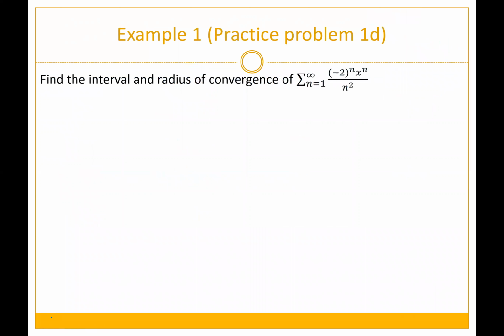So here you have practice problem 1D. This is the first example. We're going to do that. Find the interval and radius of convergence of this series. First we have to find the interval of convergence. I would say for this one I'll use the ratio test.